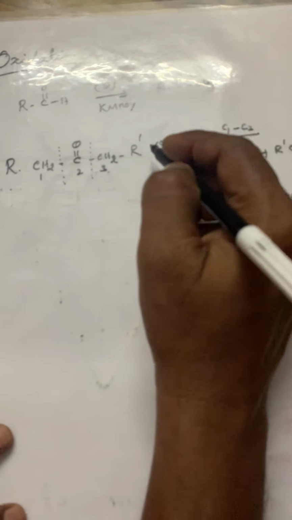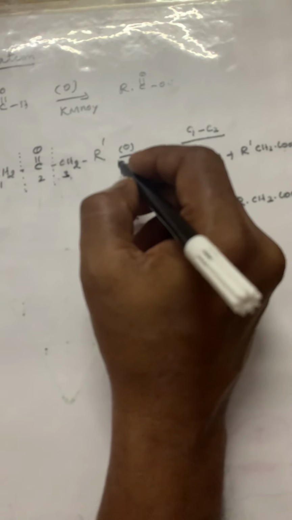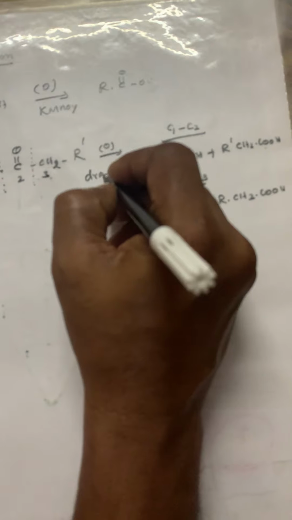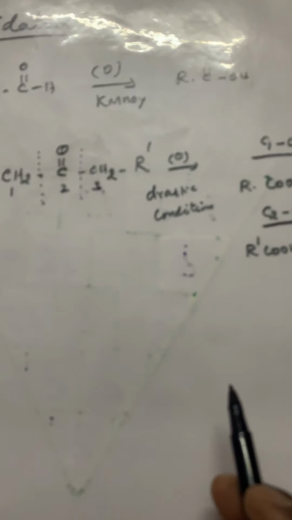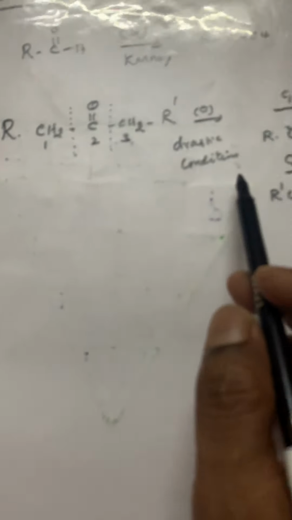So it needs not only a strong oxidizing agent but also drastic conditions, meaning high temperature, for it to undergo cleavage. Why is it happening like that? Because ketones are less reactive towards the oxidizing agent. Here the aldehyde easily undergoes oxidation.